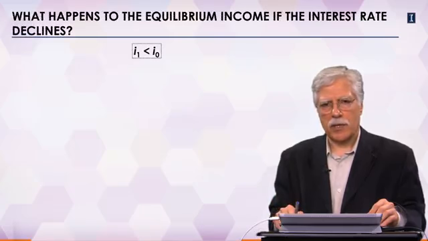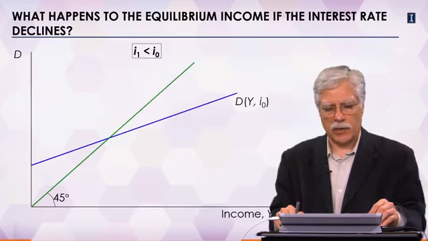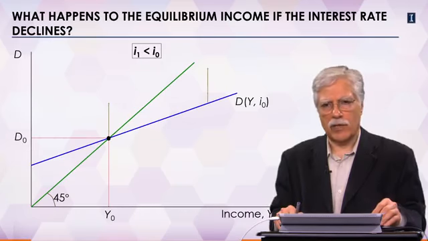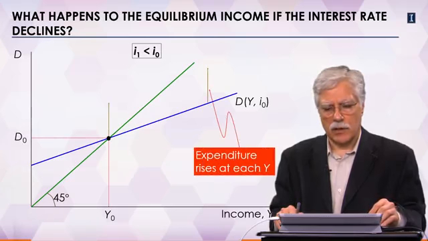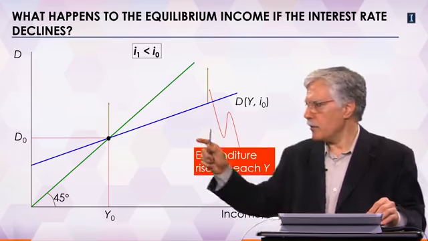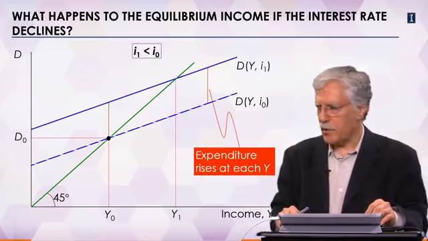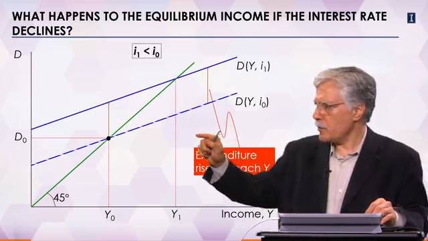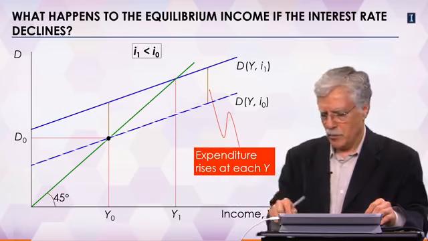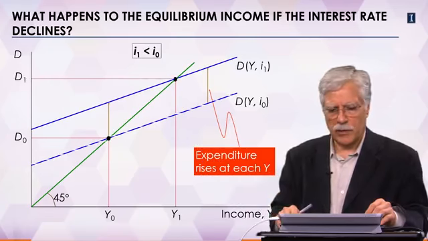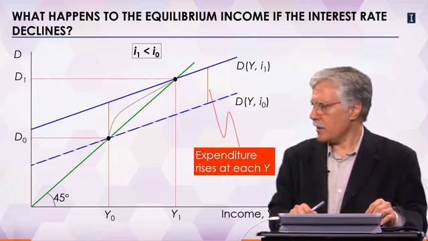So let's examine this graphically. Start with the D curve and the 45-degree line. Interest rate goes down from I0 to I1, and that leads to an increase in expenditure on investment and net exports, and the D curve shifts up. The equilibrium level of income goes from D0, Y0 to Y1, D1, just like that.